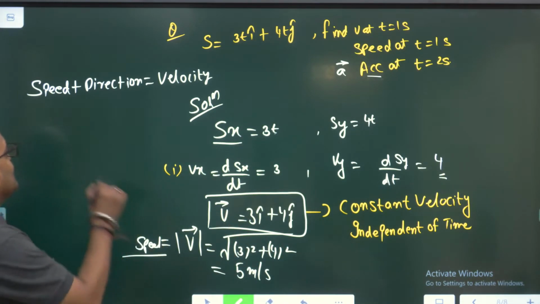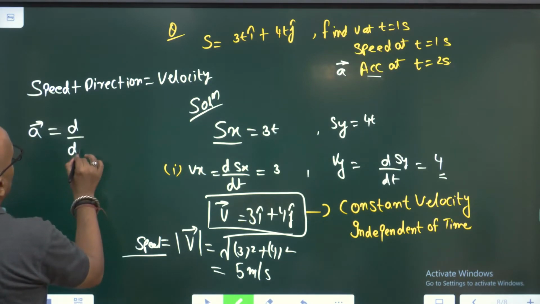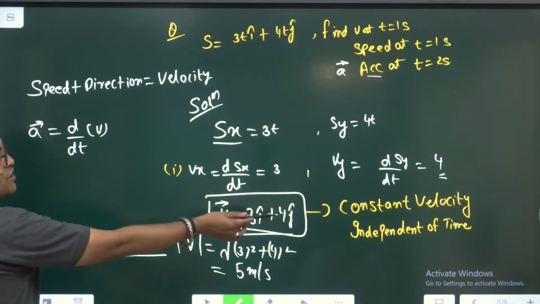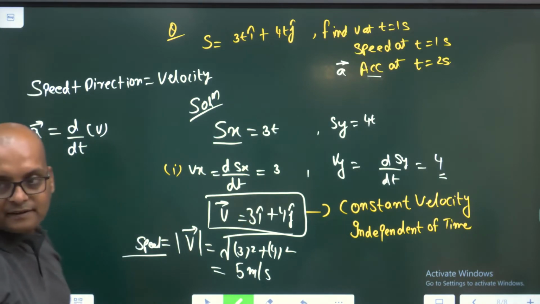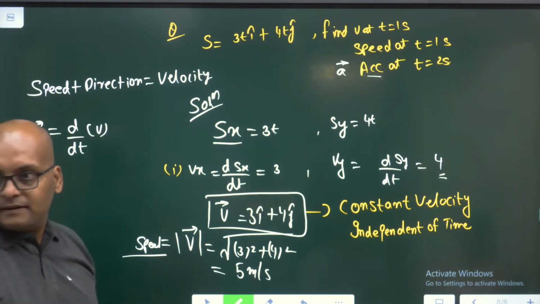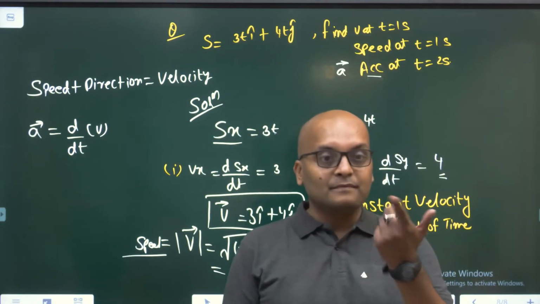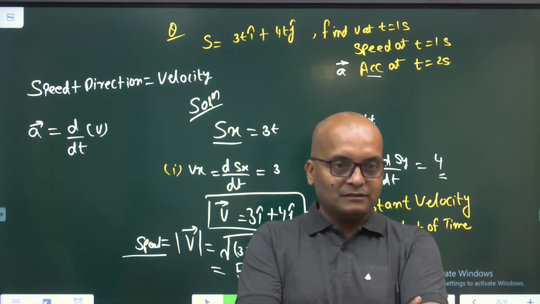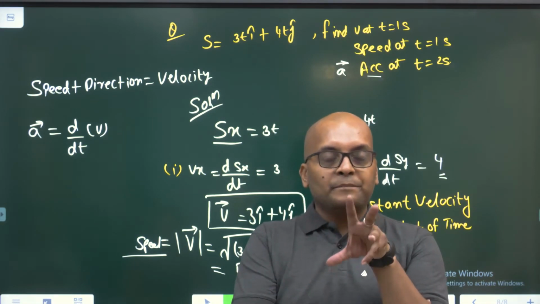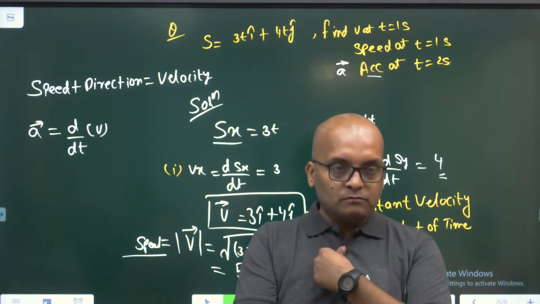And what is acceleration? Acceleration is differentiation of velocity with respect to time. So if you will differentiate constants, what will you get? You will get 0. 0 vector. Acceleration will be a 0 vector. Yes or no? Can you tell me a motion in which magnitude of a vector is 0?